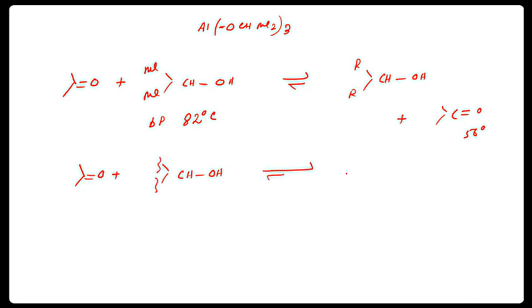The arrow will be to that side if this product is removed. So how to do that? The reaction is done above 50 degrees centigrade and below 82. If it was above 82, then this will go away. The reaction wouldn't happen because this has a role also.